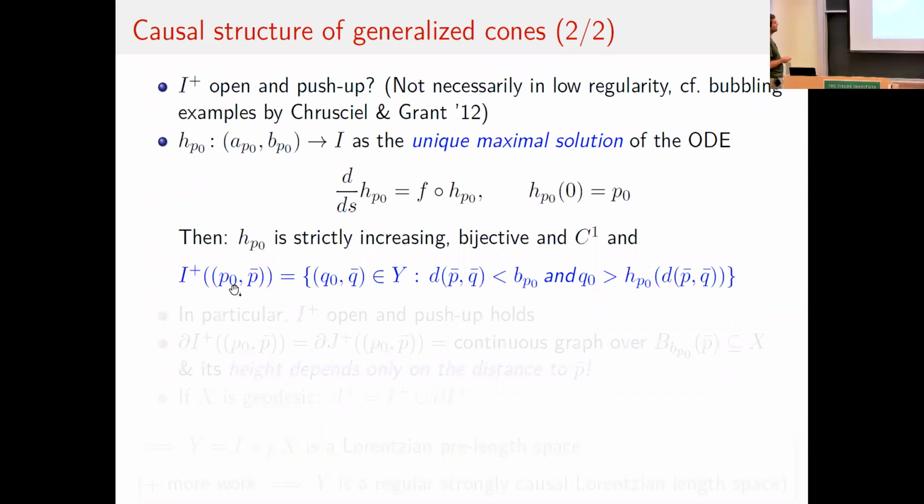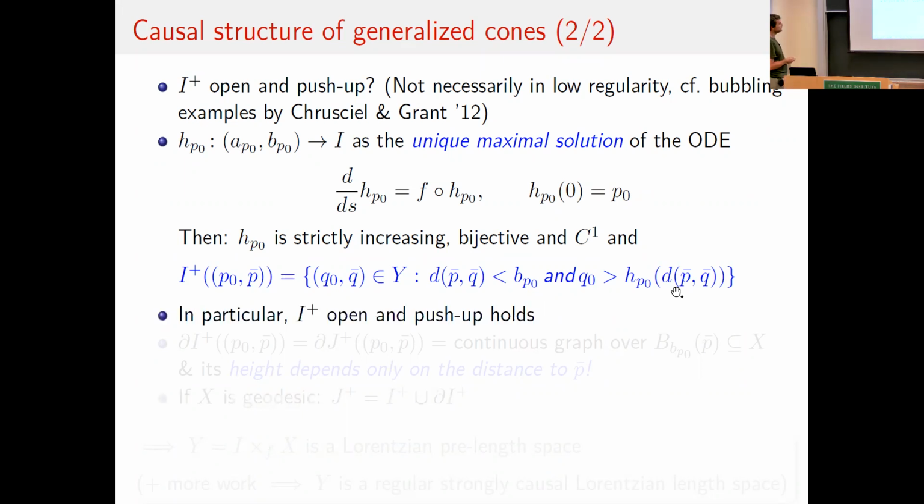And you can actually write down what I plus of a point (P0, P bar) is. These are all points (Q0, Q bar) which have distance less than the maximal time of existence of the solution, and Q0 is bigger than this height of the distance.